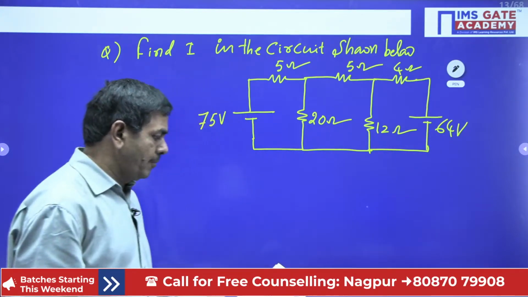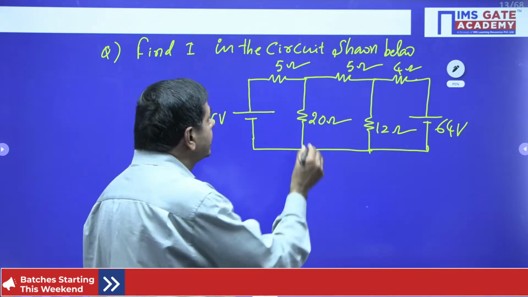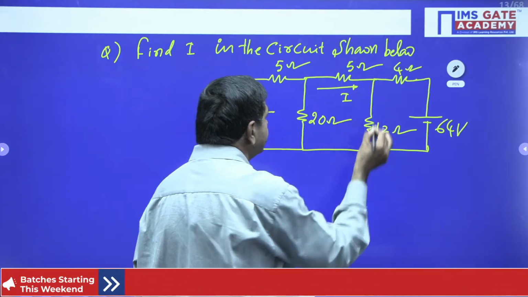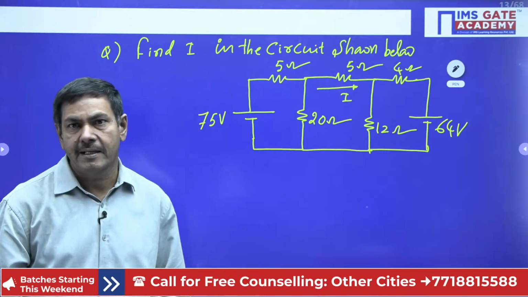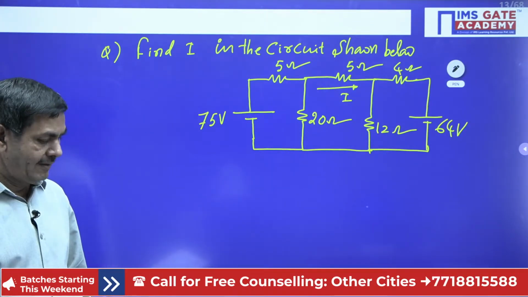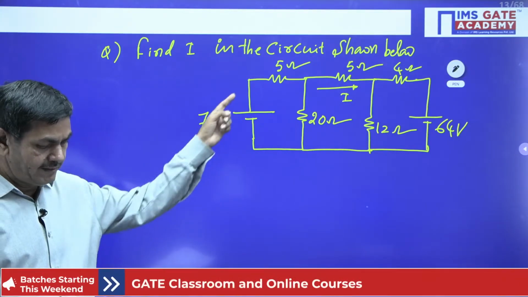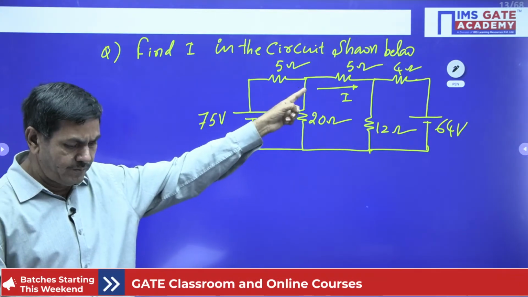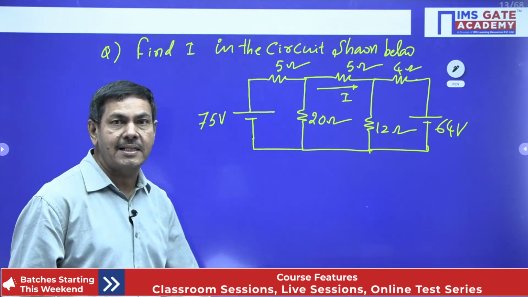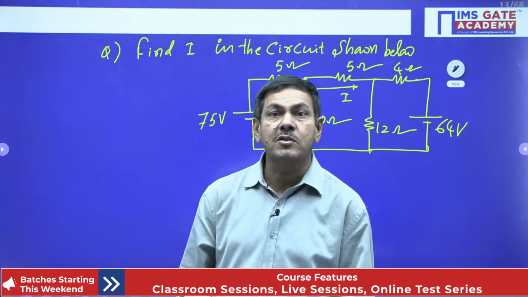This is the given problem. It is asking to measure this current, which is given as I. Yes, you can start doing this question. I will check the values once again: 75 and 5 ohms and 20 ohms and 5 ohms and 12 ohms and 4 ohms and 64 volts. Yes, exactly correct now. You can start your work to get the value.